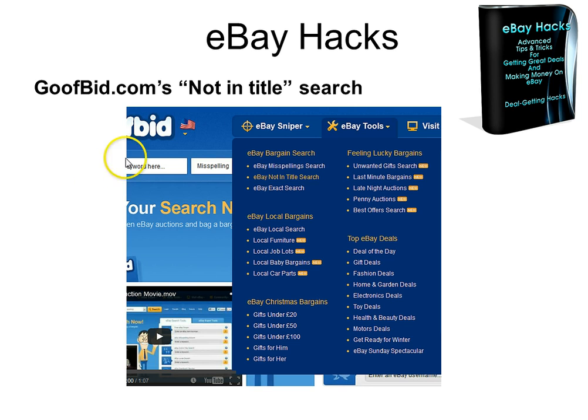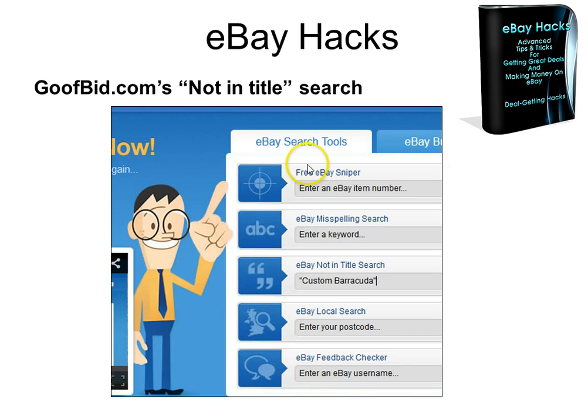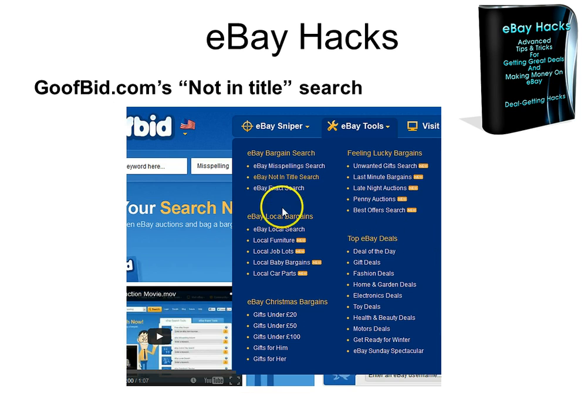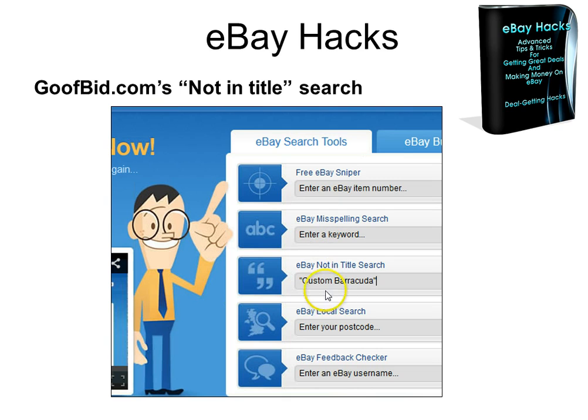So what you want to do is go to goofbid.com, make sure you're on the website for your particular country. The default is the UK on the Goofbid site because I believe they're located in the UK. So if you're in the US, you want to make sure to switch this to the US website, US eBay site. Hover over eBay tools and click right here where it says eBay not in title search. Click right there. Another way to do it is just to go to the main site, and just below here, when you don't hover, you'll see this eBay search tools.